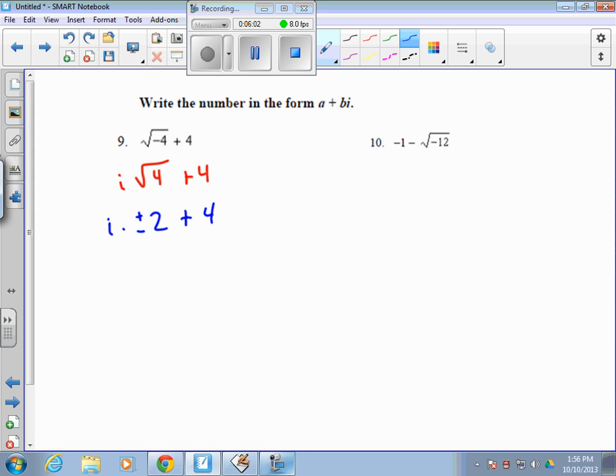And since it's 2 times that, we can't add it. It's not like terms. So all we can do is put it in a plus bi form. So put the constant term 4 first, plus or minus 2i.